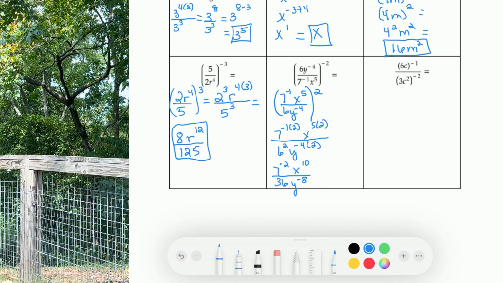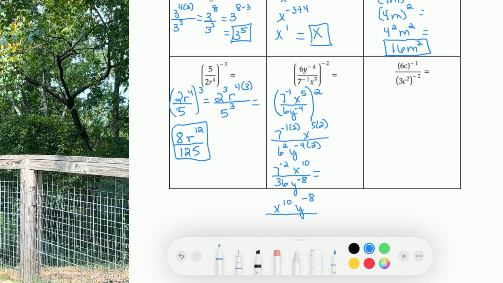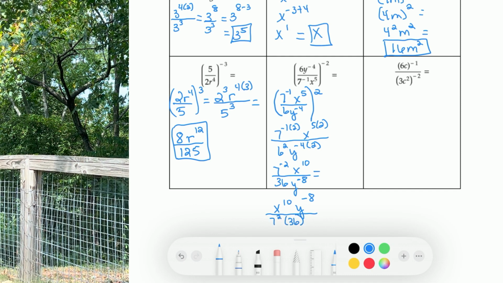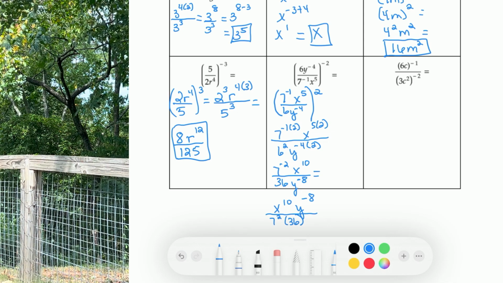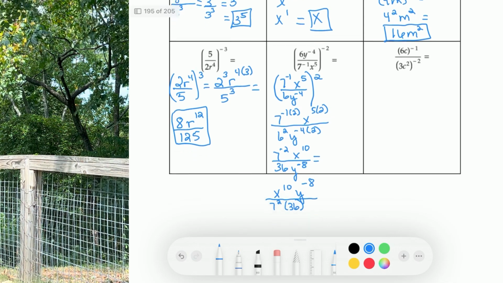Now we've got some negative exponents that we need to work with. So let's see here. We're going to move the 7 to the negative 2 power. So I get x to the 10 here. My y to the negative 8 comes up. And then down here, I have 7 to the positive 2 power times 36. And no variables, because both of my variables moved up.